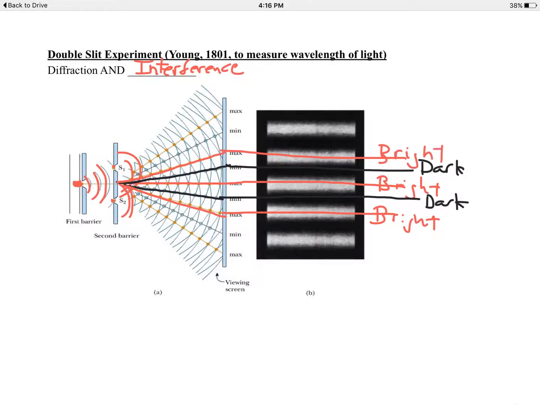For those students lucky enough to take AP Physics next year, we'll explain the mathematics of this. All you need to know this year is that Young did an experiment using double slits. The light passes through the slits, it diffracts, it bends, and then the two waves of light through those two different slits interfere with each other constructively and destructively to result in a pattern of bright and dark spots because of the interference.